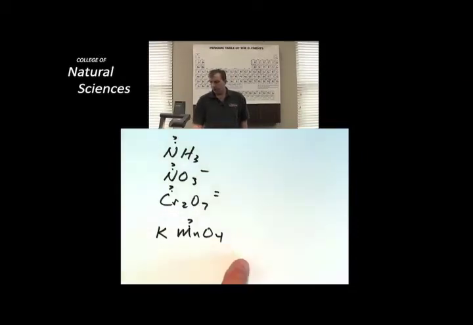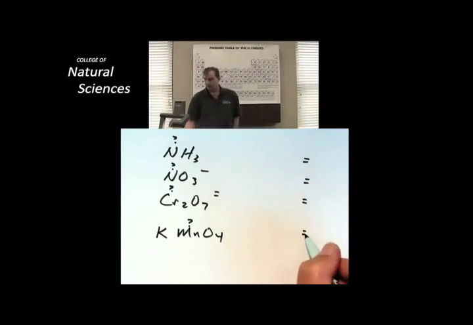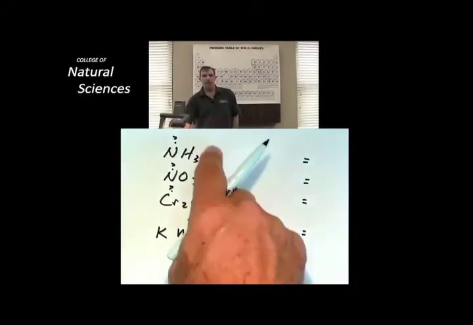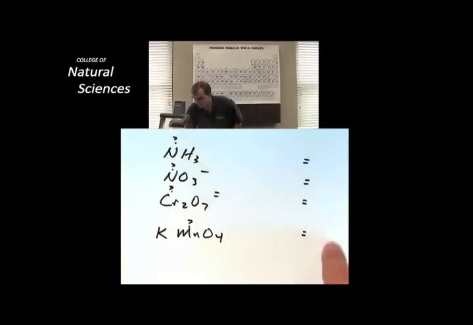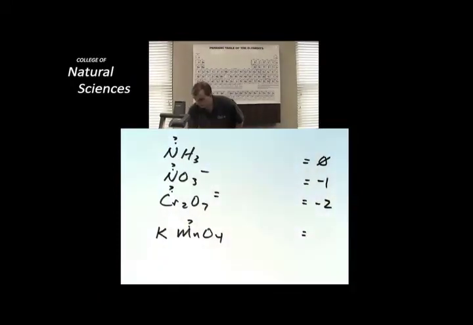And so I need to follow the following guidelines. The first thing I'm going to do is set up these equalities here. And I'm going to set these equalities up so that the overall charge of the compound sits on the right-hand side. This is overall 0. This one's overall minus 1. This is overall minus 2. And this is overall 0.